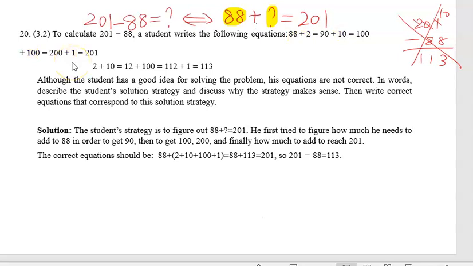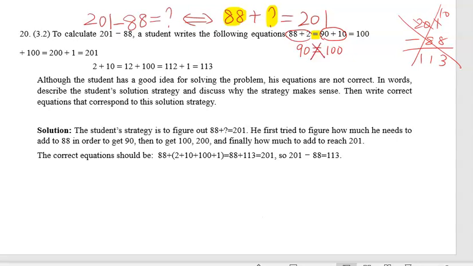Okay, but the problem with his equation: here we kind of know what his idea is, but the way he's writing those equations is incorrect, because both sides of the equation must be equal. The left side of the equation, 88 plus 2, is 90, but the right side of the equal sign, 90 plus 10, is 100. So that means he's literally saying 90 equals 100, which is incorrect.